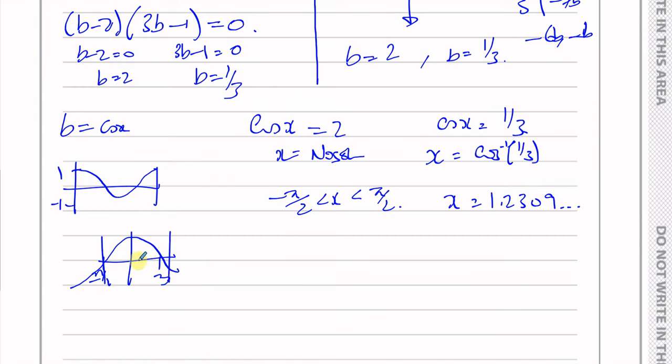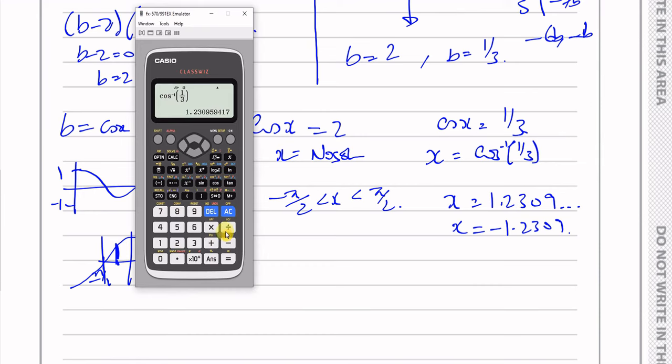Right, so between these values, if there's a value here, it's mirrored exactly over here. It has a negative twin, you could say. Okay, so there's going to be another value of x, which is negative 1.2309. And this is less than pi. Its value is less than pi over 2.